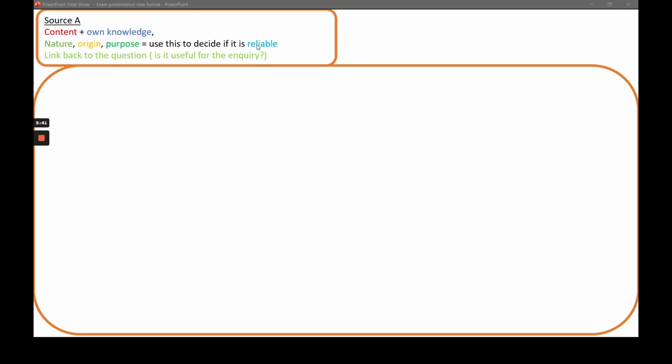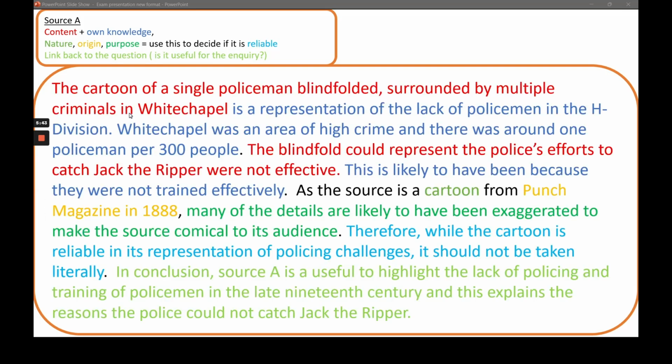These are the things I need to include in my answer. I've colour coded them to try and make this clearer for you. So the content. The cartoon of a single policeman blindfolded, surrounded by multiple criminals in Whitechapel, now I've gone on to my own knowledge, is a representation of the lack of policemen in the H Division.